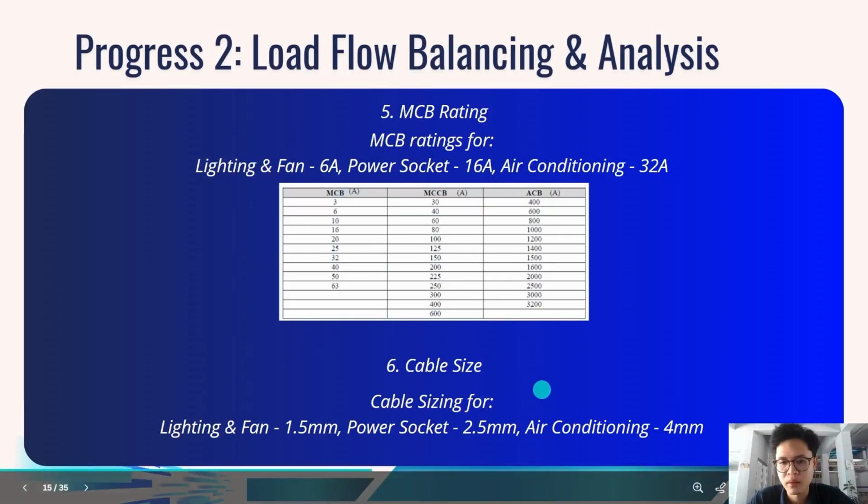Next is about cable size. We are required to design cable size for lighting and fan at 1.5 mm, for socket at 2.5 mm, while for air conditioning it is 4 mm. This cable size will be further discussed in progress 4.